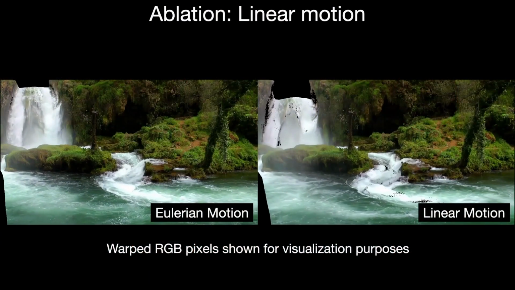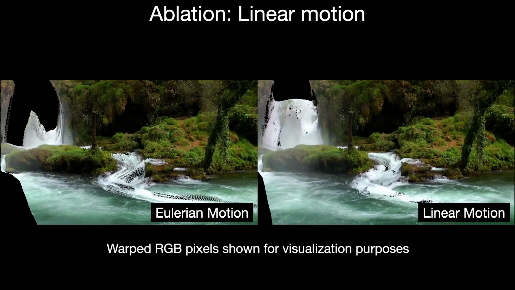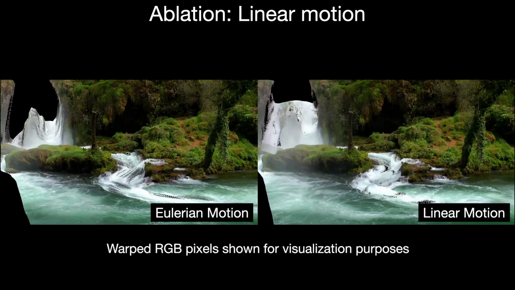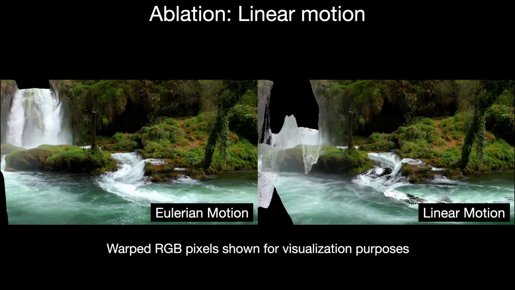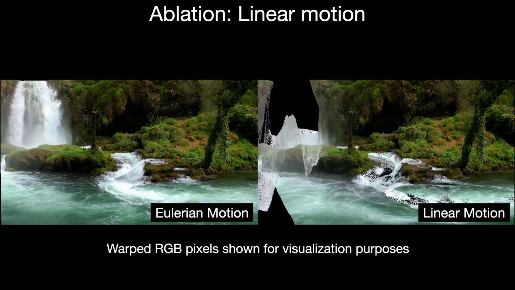We also perform a number of ablations. Instead of our Eulerian motion fields, we can predict a 2D vector which defines the endpoint of the pixel's trajectory and interpolate its position linearly. With this variation, pixels move in a straight line and often unrealistically cross object boundaries.